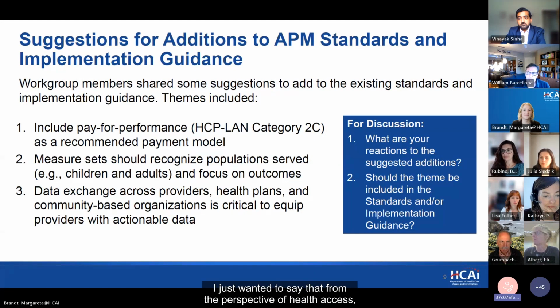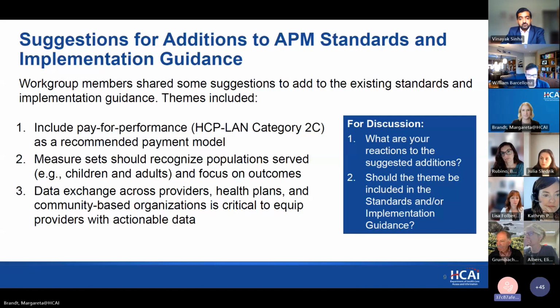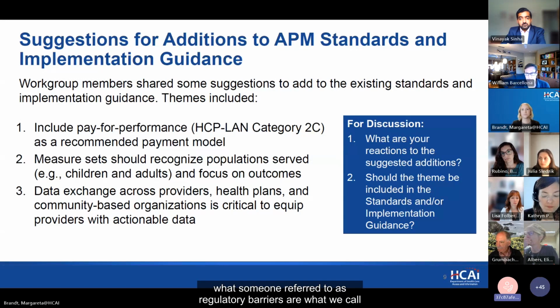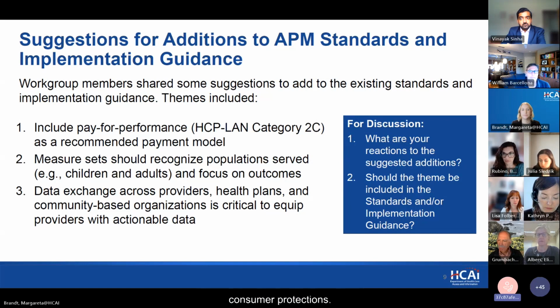I just wanted to say that from the perspective of Health Access, what someone referred to as regulatory barriers are what we call consumer protections.